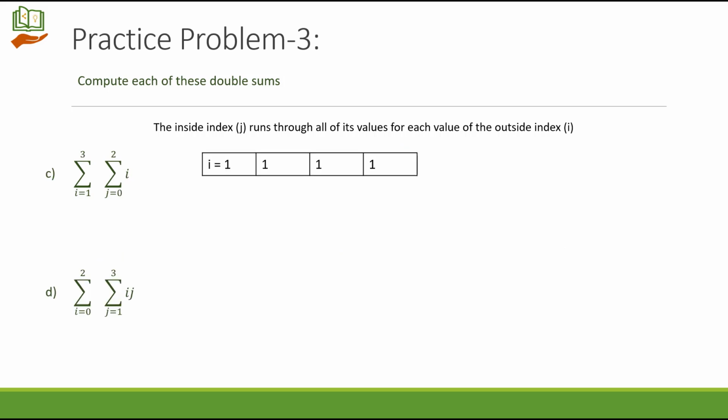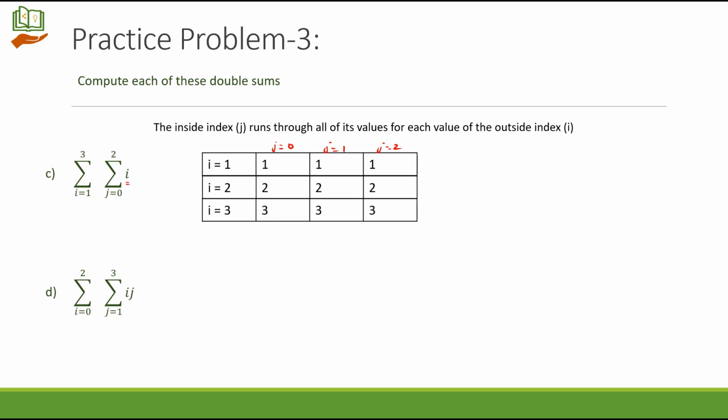i is equal to 1, 2, 3 and we have j is equal to 0, 1, 2. Now what is here? Just i. So whatever value you have for i, that alone will stay. j is just used for looping through or iterating through the sum. What is 1 plus 1 plus 1? It is 3, this is 6 and this is 9. So 9 plus 9 will give you 18 ultimately.